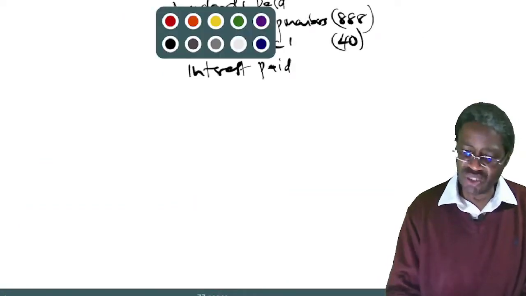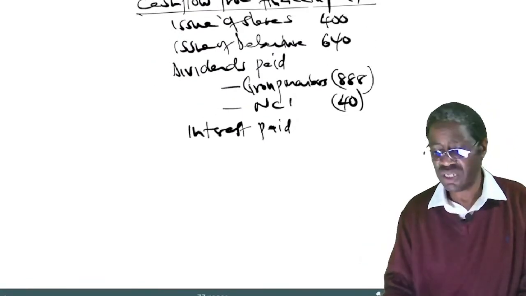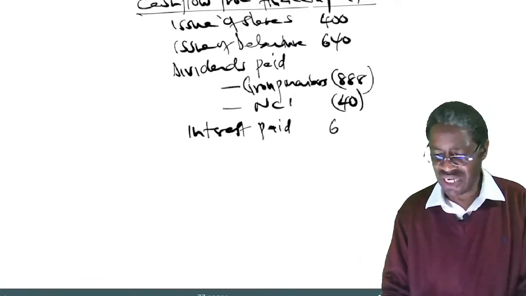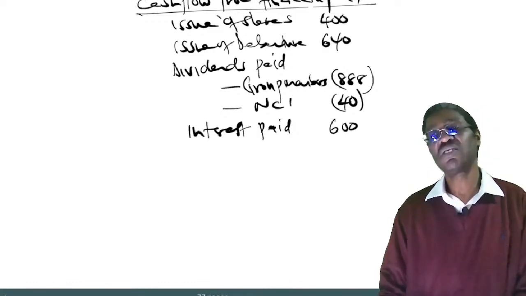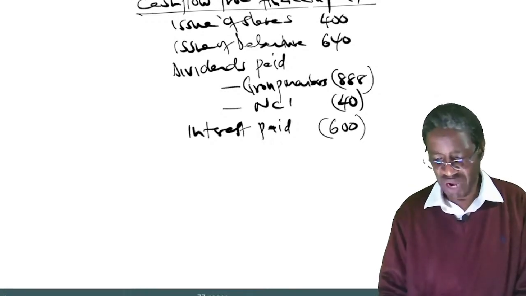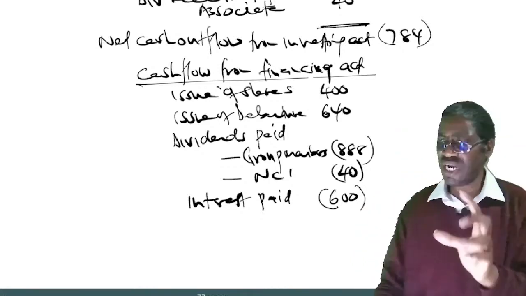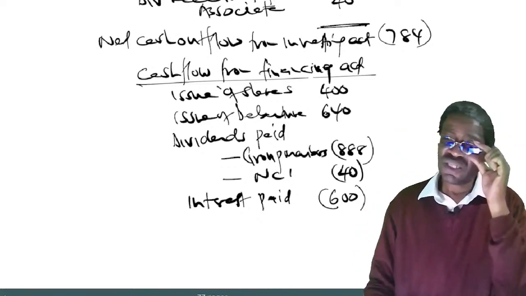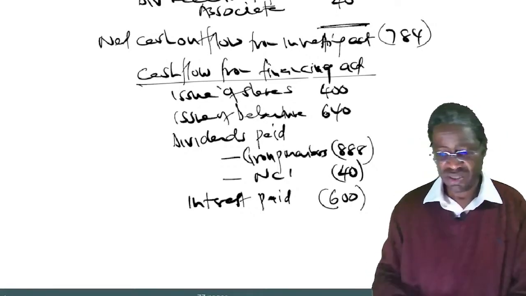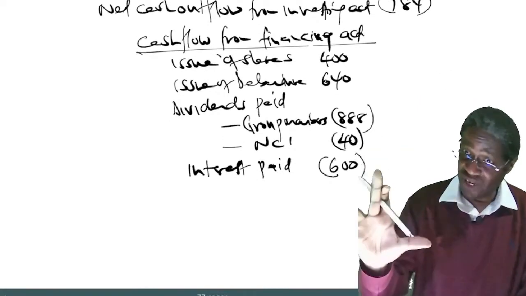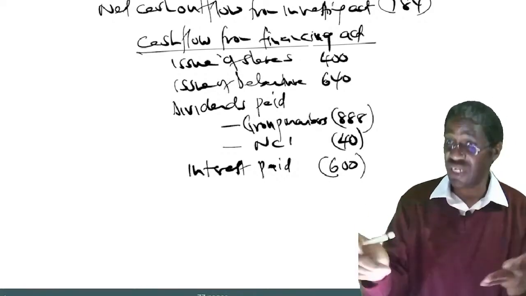So that information was a bit hidden in the sense that the examiner did not tell you directly that we paid interest of 600, but you should have known, because that is something you should have learned even in financial accounting and also in financial reporting. So you minus. Good. I think I'm now through with the financing activities. I have picked the financing items. For this question, there was shares and debentures. There was nothing like loan.